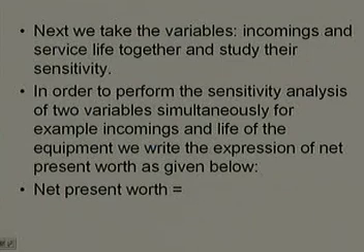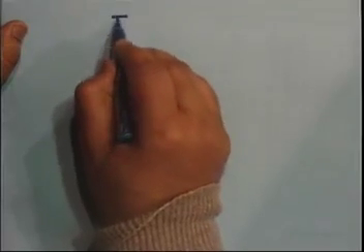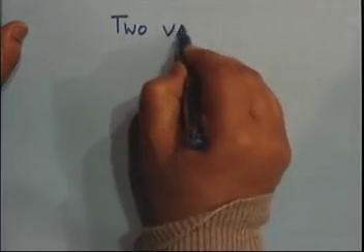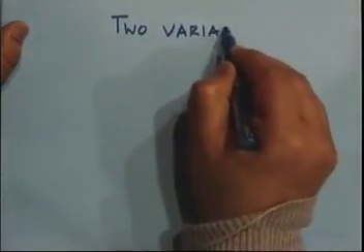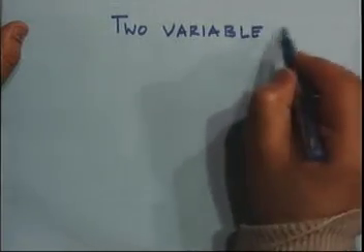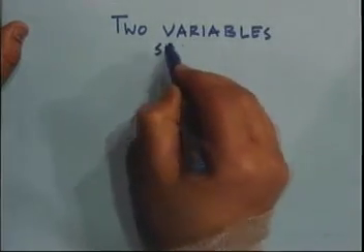For that, we will take the same problem and we will study the changes in which two variables are involved together. For example, let us consider receipts and life together. So, we are going to study two parameter or two variables sensitivity analysis now. Two variables sensitivity analysis.